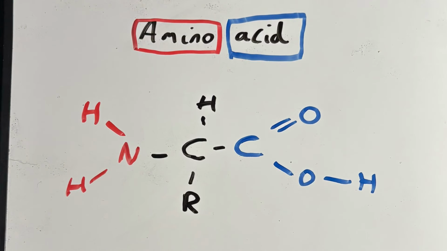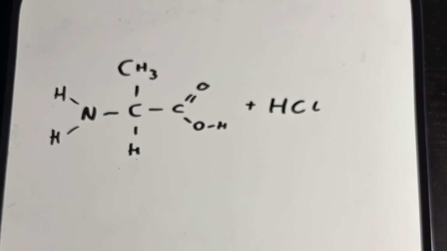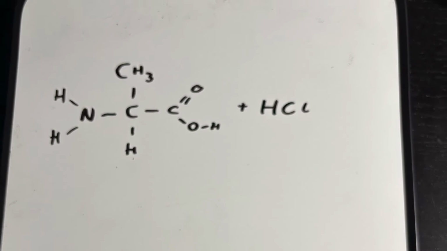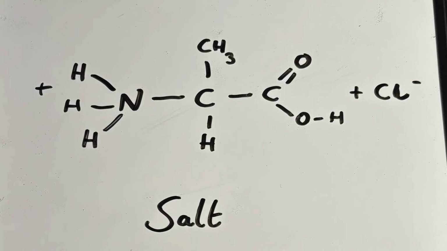We're moving on to amino acids, which you can tell gets its name from the amine group and the acid group, which I've done in their respective colours there. You can react an amino acid with hydrogen chloride, and that will give you this. And this is a salt.